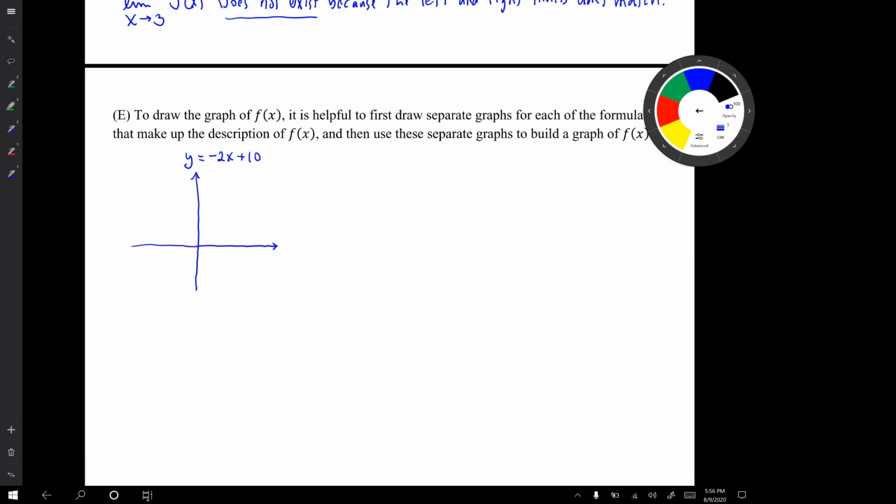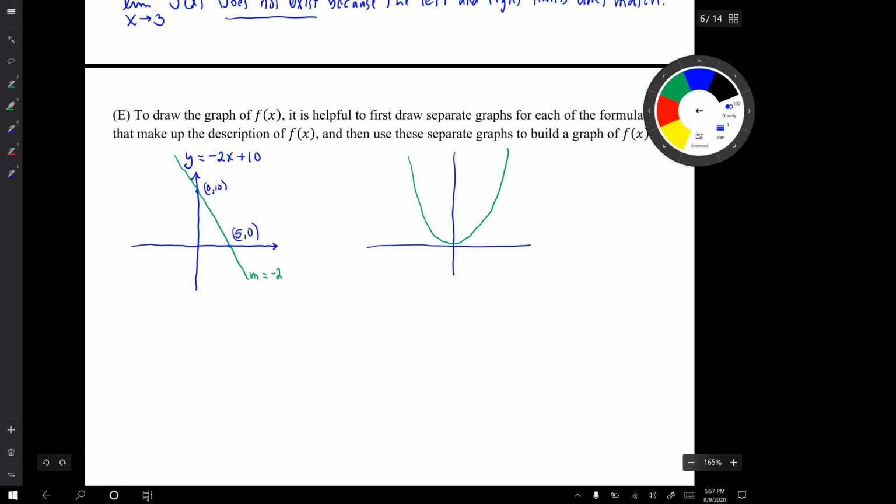This graph is going to be a line with slope minus 2 and y-intercept at the point 0, 10. Now we can figure out the x-intercept of that graph. Because the slope is negative 2, the x-intercept will be at 5, 0. So that's the graph of that function. The other graph that's involved in the description of f of x is the function f of x equals x squared. That's a standard parabola. Remember that this parabola has a vertex at 0, 0 and goes through 1, 1 and negative 1, 1.